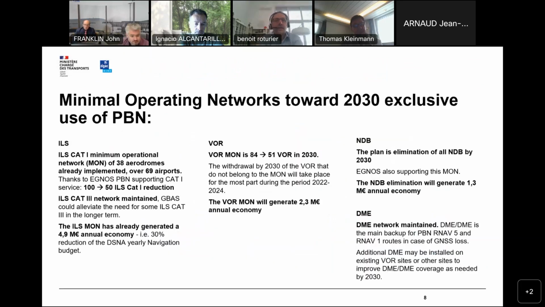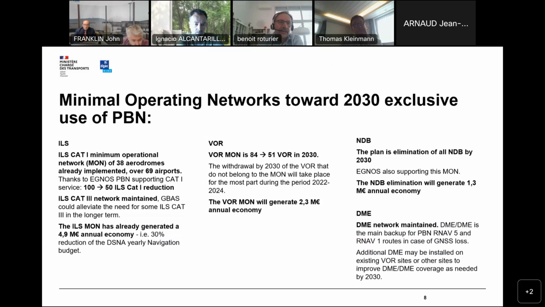So where are we now in terms of this minimum operating network? For ILS, we now have a MON of 38 airports. Those are the 69 that we are maintaining. Thanks to EGNOS, we have reduced the number of ILS from about 100 to 50. So we have divided by 2 the number of ILS Cat I in France, indeed.